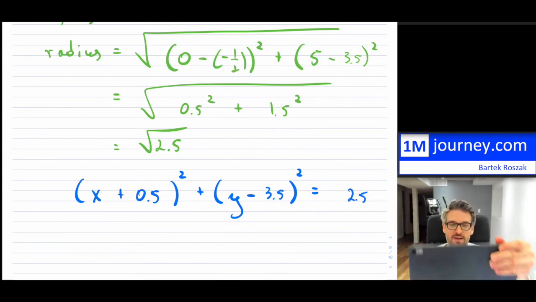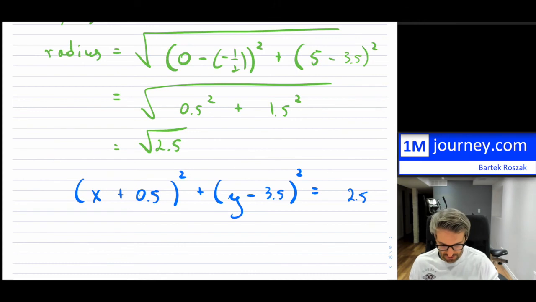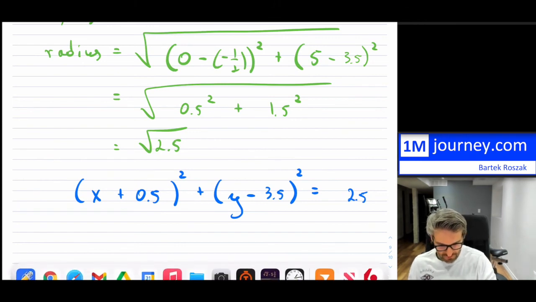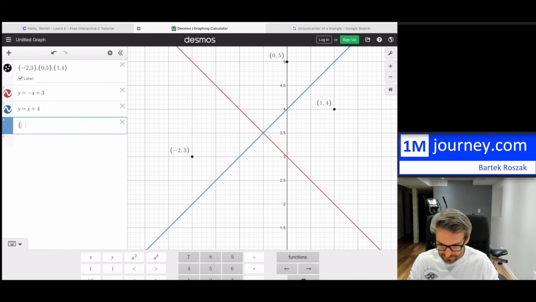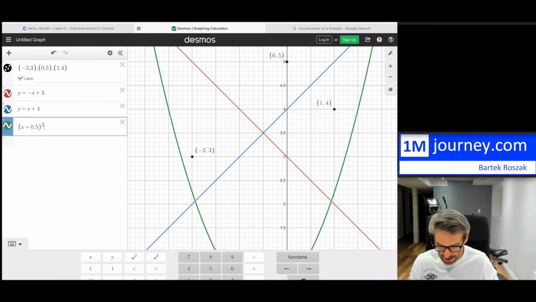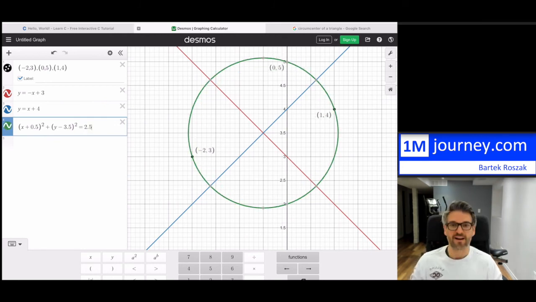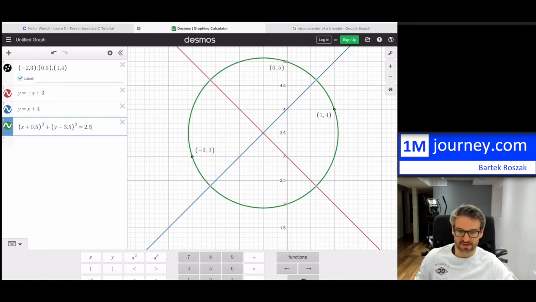Now let's see if we graph it, if it goes through all of those points. So x plus 0.5 squared, plus y minus 3.5 squared equals 2.5 squared. And voila! So there we have it. Puts a smile on my face. Okay, so we have all our points. Notice that the circle will actually go through all of those 3 points, and that's the equation of the circle.